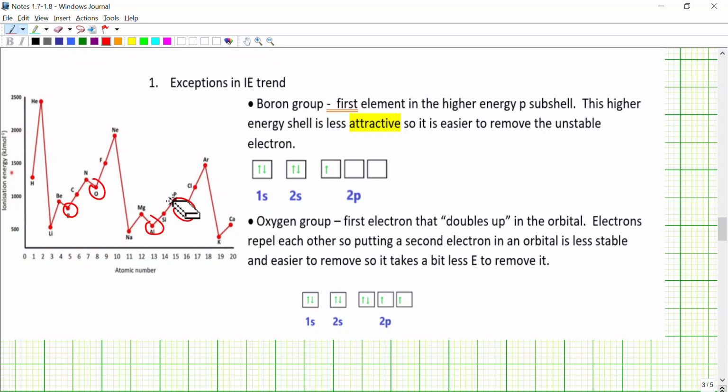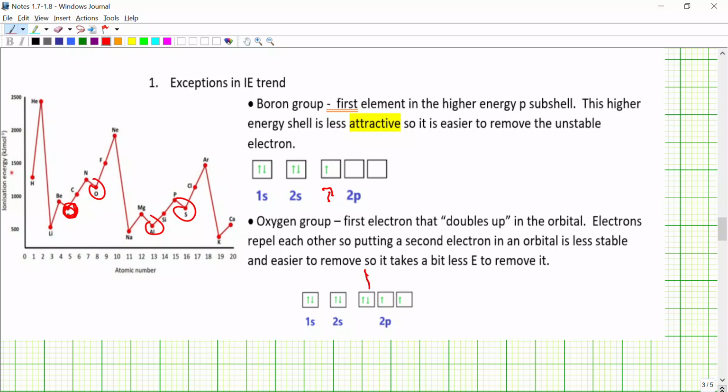Boron group is the first element in a higher energy p subshell. See how this one right here? That's a higher energy p subshell. The higher energy shell is less attractive because it's farther away, so it's easier to remove the unstable electron. So that's far away. It's kind of like the outlier. It's way out there, easier to steal. Just a little bit easier to steal, right?